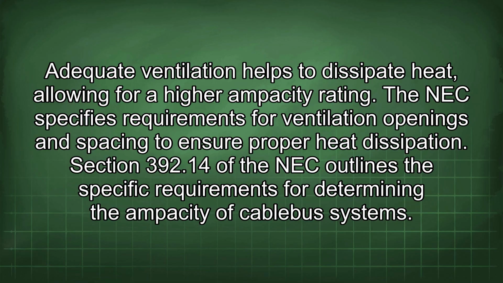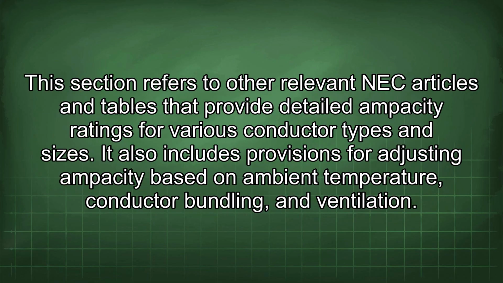Section 392.14 of the NEC outlines the specific requirements for determining the ampacity of cablebus systems. This section refers to all the relevant NEC articles and tables that provide detailed ampacity ratings for various conductor types and sizes. It also includes provisions for adjusting ampacity based on ambient temperature, conductor bundling, and ventilation.